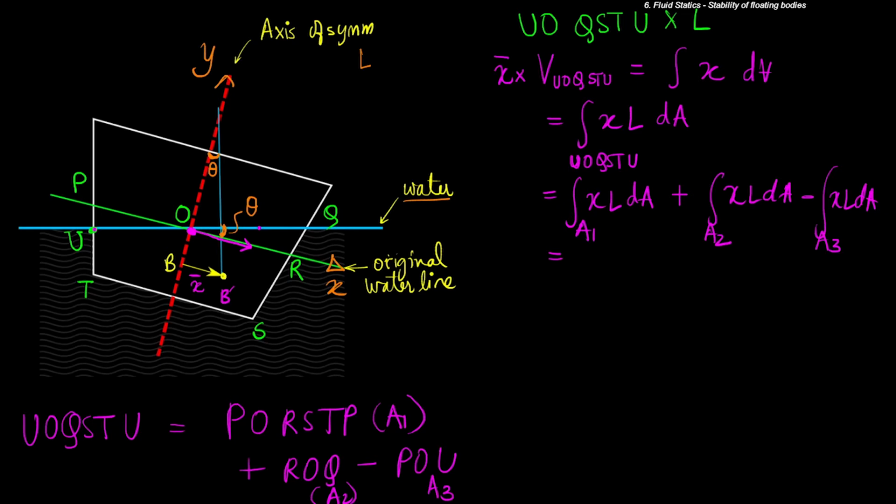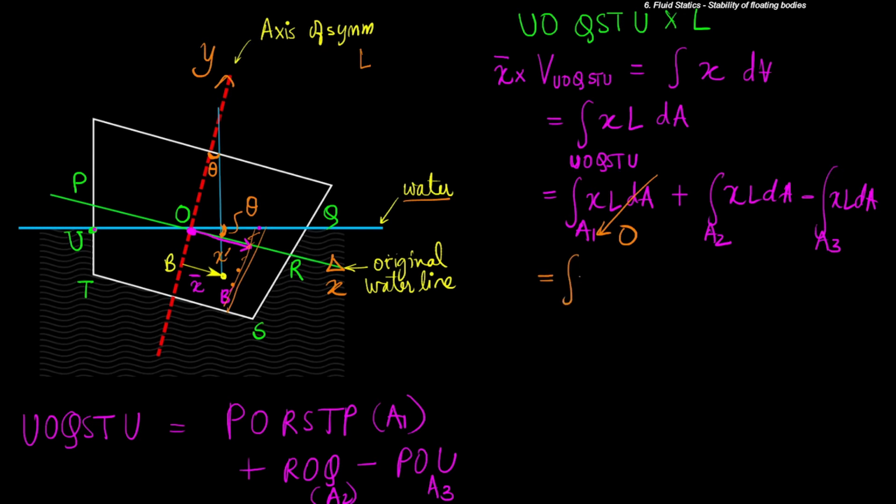Let us analyze the first integral. Integral x L dA over area 1, that is the symmetric part, PORSTP. That area A1 is symmetric about the y-axis, meaning that integration x times dA for that particular area will vanish because it's a symmetric area. So this particular area is symmetric and hence this integral will vanish. So this becomes 0.